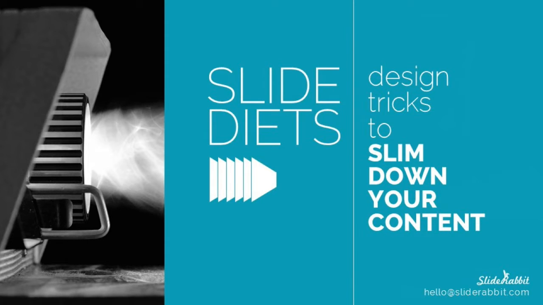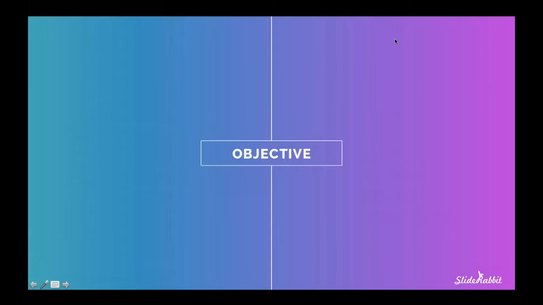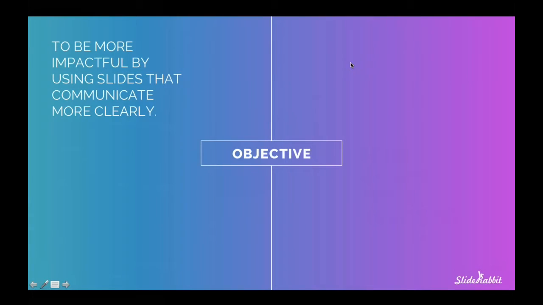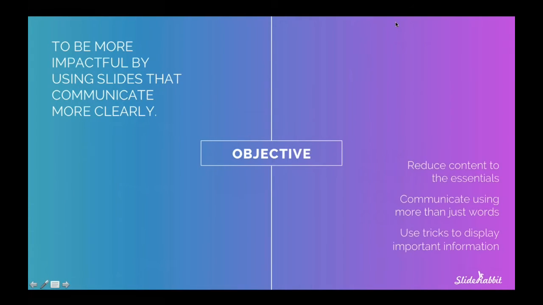When we do presentations, about 95% of our work is presentation design, and it is absolutely trying to figure out how to communicate most powerfully with slides. When it comes down to it, that's all about figuring out what to leave on your slides and what to take off of it. So today we're going to learn how to communicate more clearly with our visual aids by reducing our content, learning to communicate with more than just words, and we'll also look at some display tips and tricks so that we can communicate the most important information the most clearly.